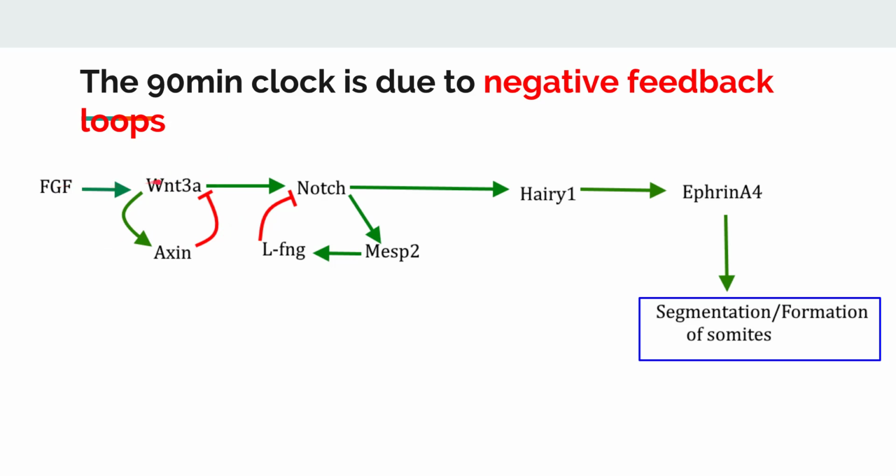And so you get this cycling: Wnt3a gets turned off, and then FGF turns it back on again, and it turns on Notch, and then Hairy1, and then Ephrin A4, and then it turns back off again, and then back on again, and that's how the 90-minute clock works. It's due to these negative feedback loops. If we didn't have these negative feedback loops, we wouldn't have this 90-minute wavefront cycle at all.